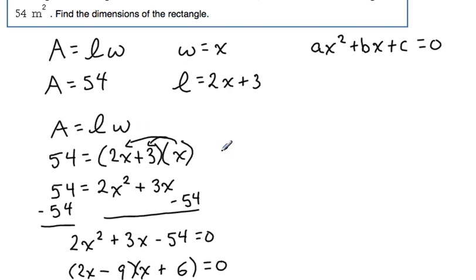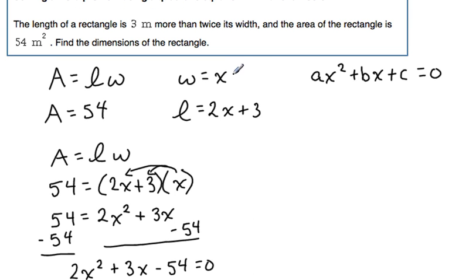And let's go back up to the top. Our width is 4.5 meters. In order to get our length, we plug 4.5 in for x, so 2 times 4.5 plus 3. 2 times 4.5 is 9, and 9 plus 3 is equal to 12.